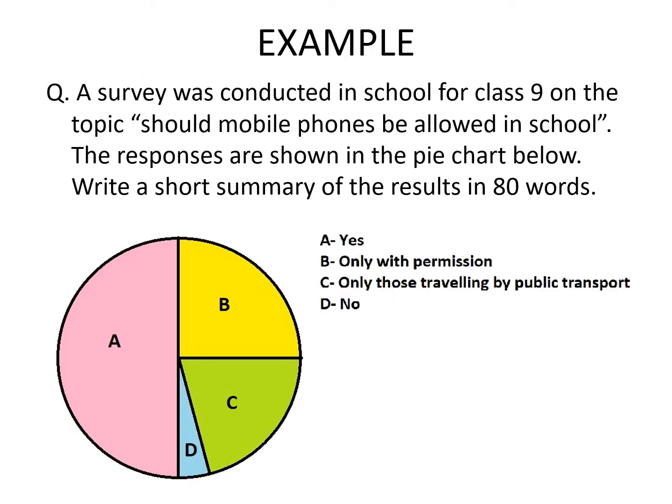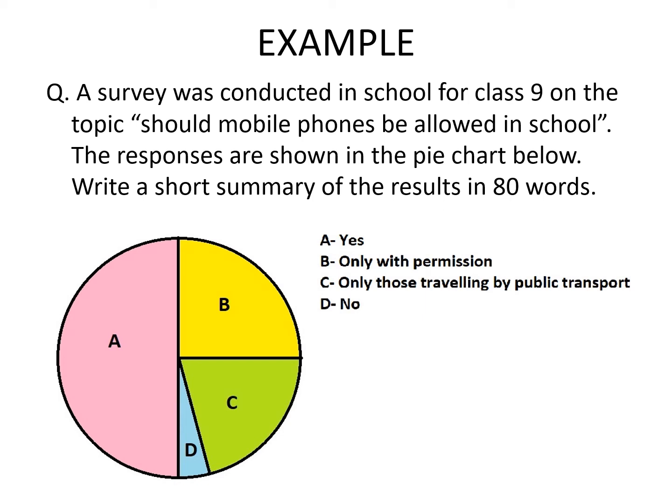Here is an example of how a pie chart will be asked for your exams. So the question is as follows. A survey was conducted in school for class 9 on the topic, should mobile phones be allowed in school? The responses are shown in the pie chart below. Write a short summary of the results in 80 words.